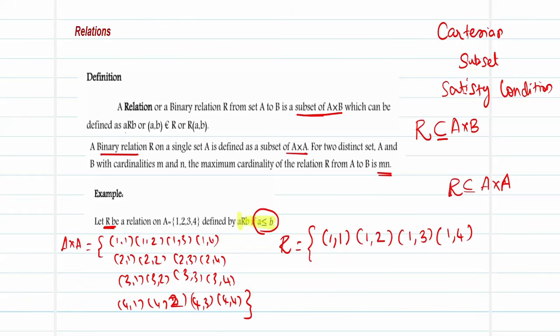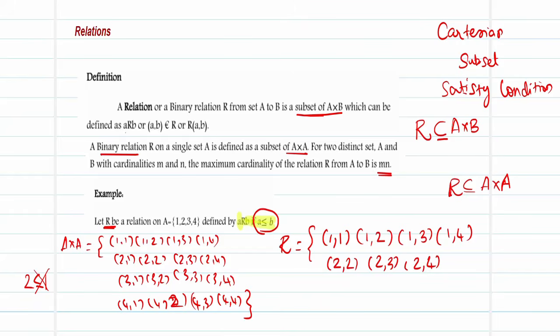Next, can I say 2 is less than or equal to 1? No. So this will not be a part of my relation, though it is a part of the Cartesian product. So I will have the condition now to begin with. 2 is less than or equal to 2, which is going to be 2. Now 2 is less than or equal to 3 and 2 is less than or equal to 4. So I take all these quantities.